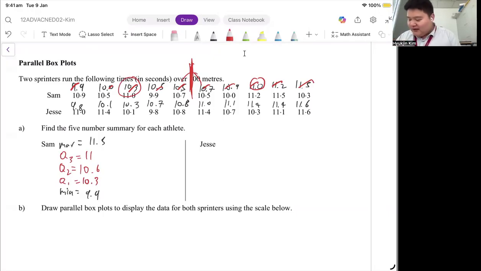Same logic here. The median is between this. So Q2 is 10.9. Max is 11.6. Min is 9.8. Q3 is 11.4. Q1 is 10.3.